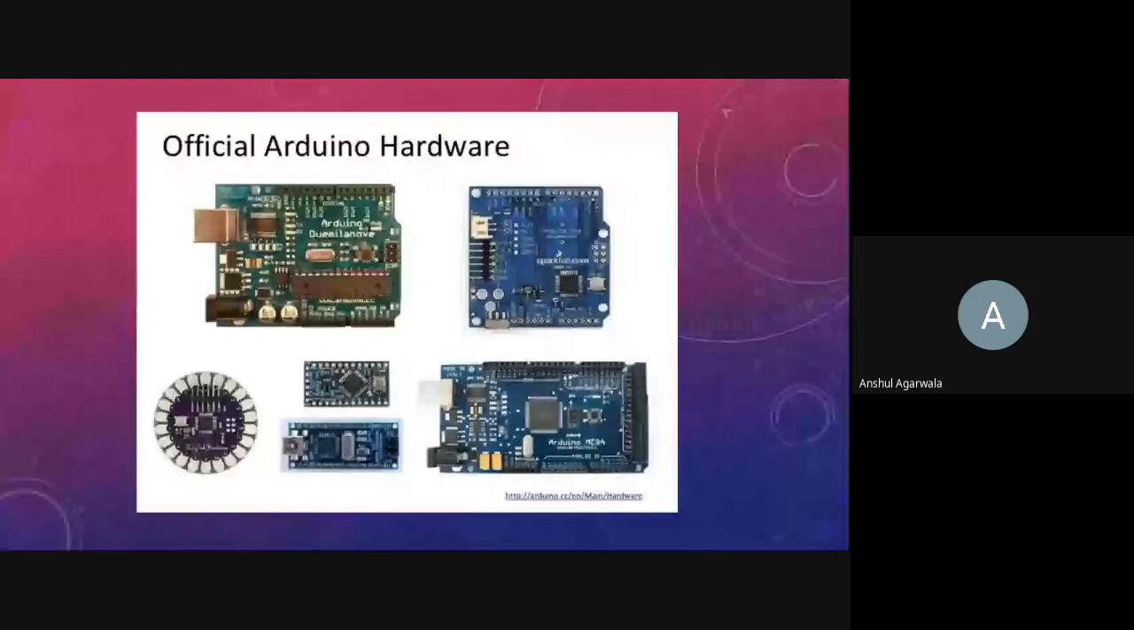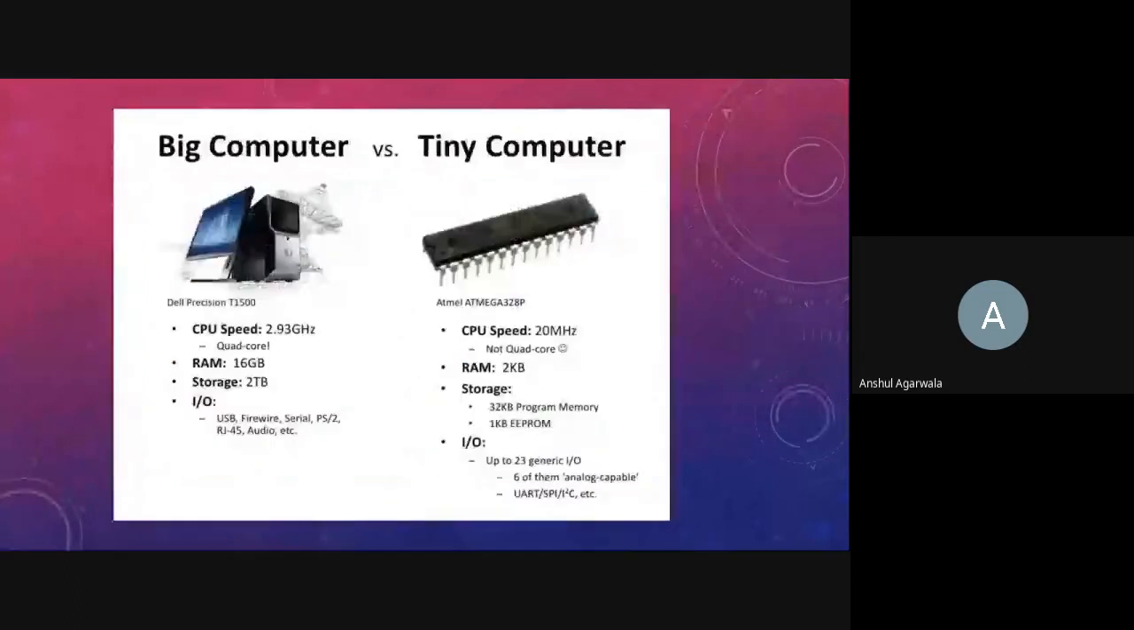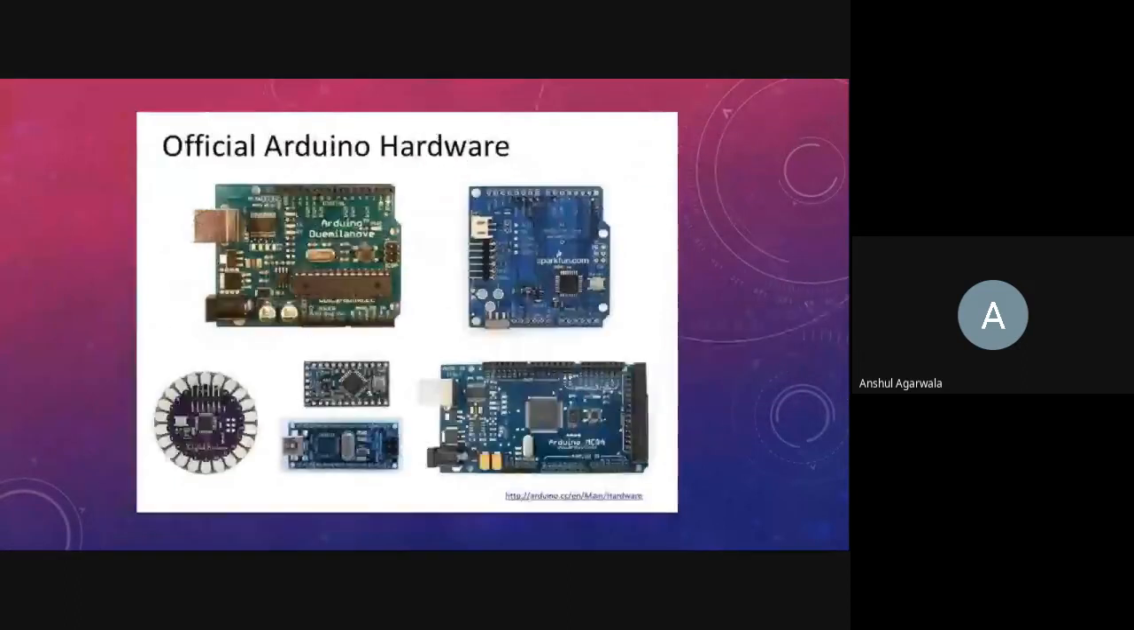So this is how the beast looks. The first board which you can see is the Arduino Uno, and we will be using this for our presentation in the demonstration section. And we have some other form factors. The lower left is the Arduino Lily. This is used in wearable gadgets.